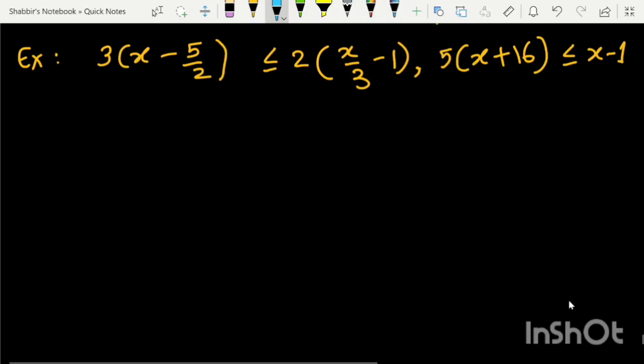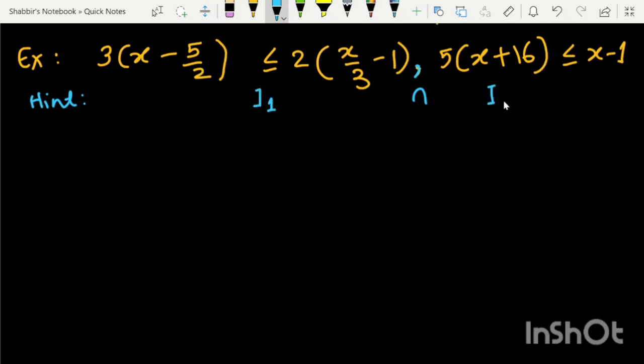Let's take an example, guys. 3 times whole bracket x minus 5 by 2 less than equal to 2 times whole bracket x by 3 minus 1, comma, 5 times x plus 16 less than equal to x minus 1. Now so far we have seen that we solve a single inequality, but this is two inequalities separated by comma, and we know comma means what? Yes, intersection.